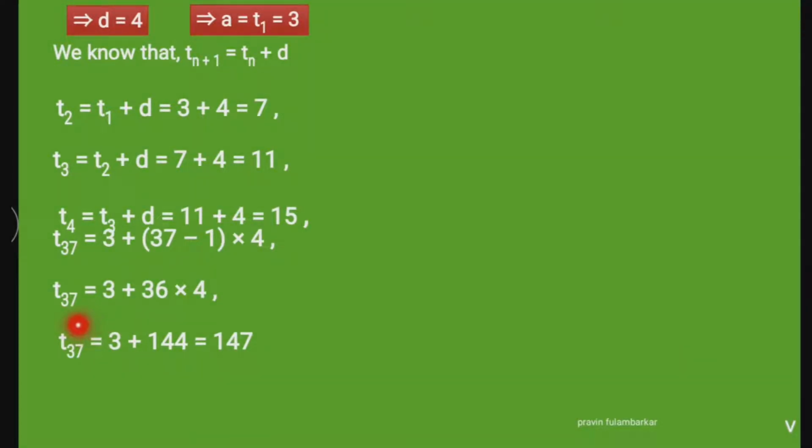So we calculate here T37 equals to 3 plus 36 into 4. So T37 we get 3 plus 144, which is 147. Thus arithmetic progression is 3, 7, 11 and last term is 147. So in this way you solve the question.